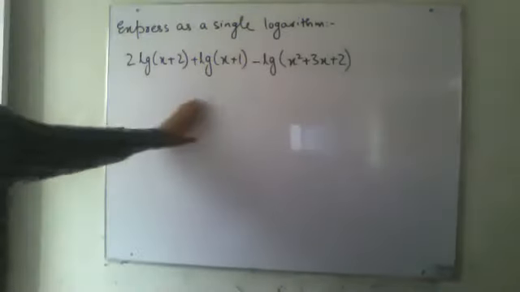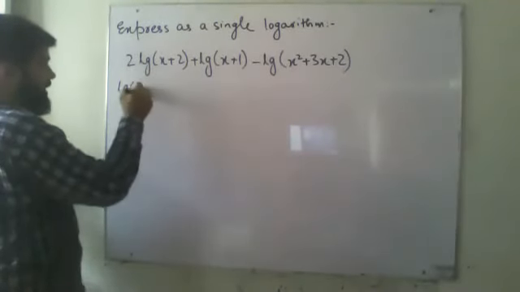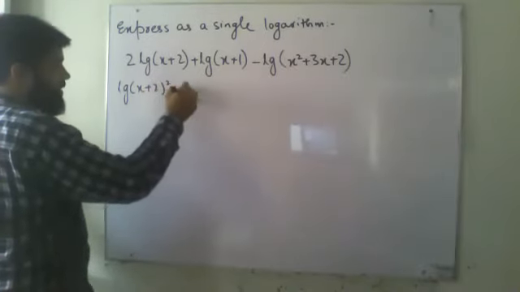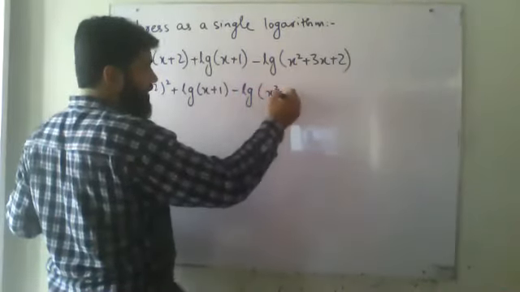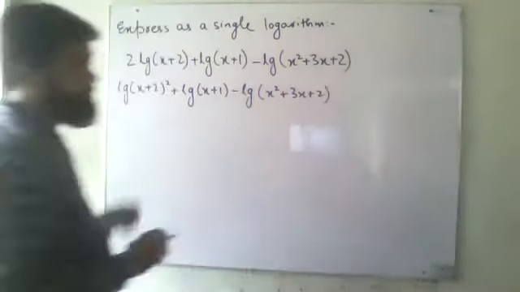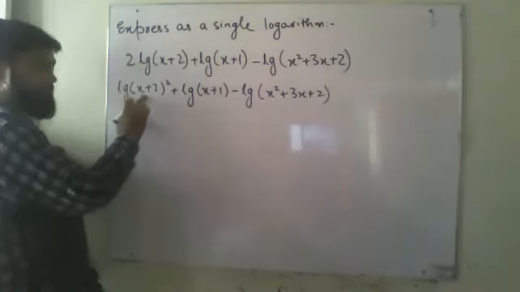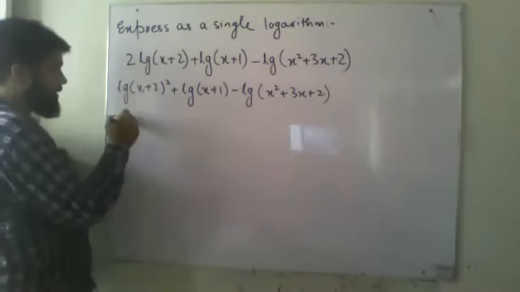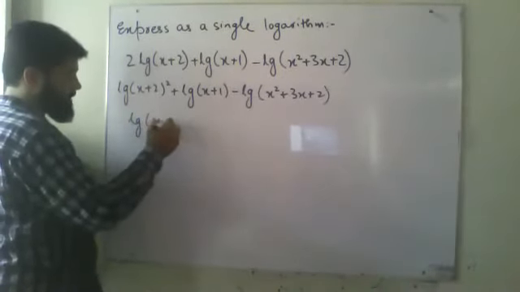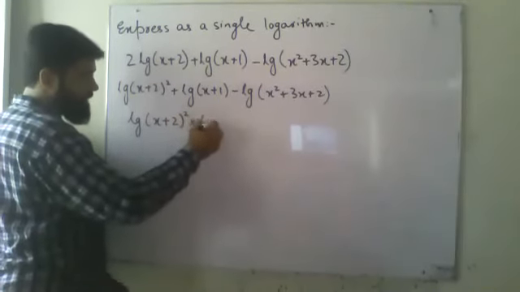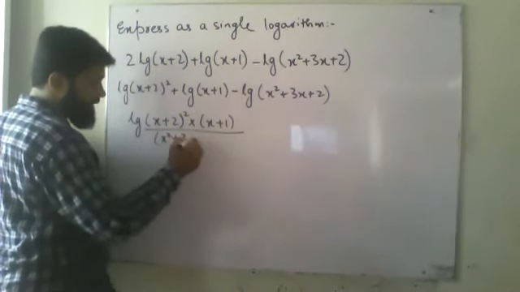See, now this is the question given to me. Okay, so first thing, log square is shifted over here: log (x plus 2) whole square plus log (x plus 1) minus log (x square plus 3x plus 2). Right. After this, I'm not applying my square over here. These two are in plus sign and this one is with minus sign. So log of (x plus 2) whole square multiplied by (x plus 1) upon (x square plus 3x plus 2).